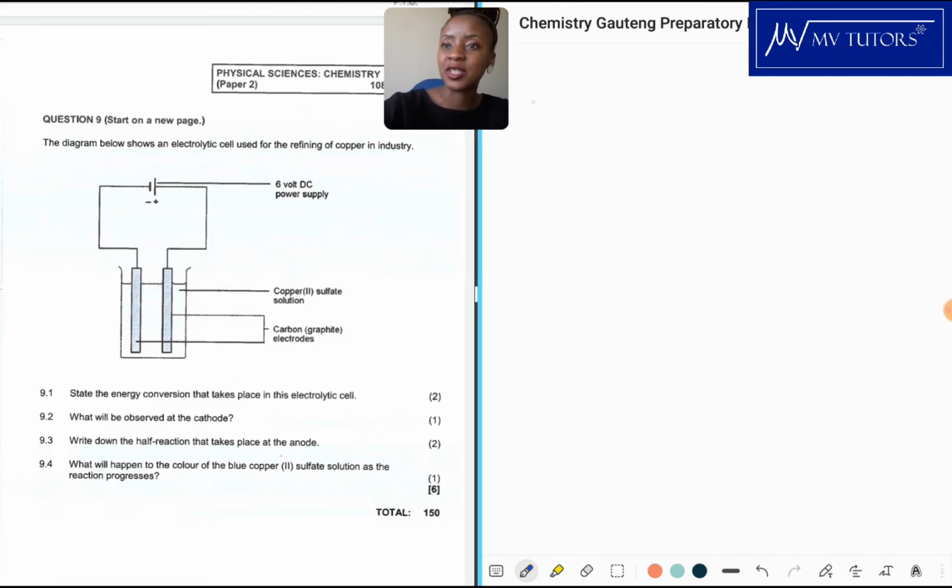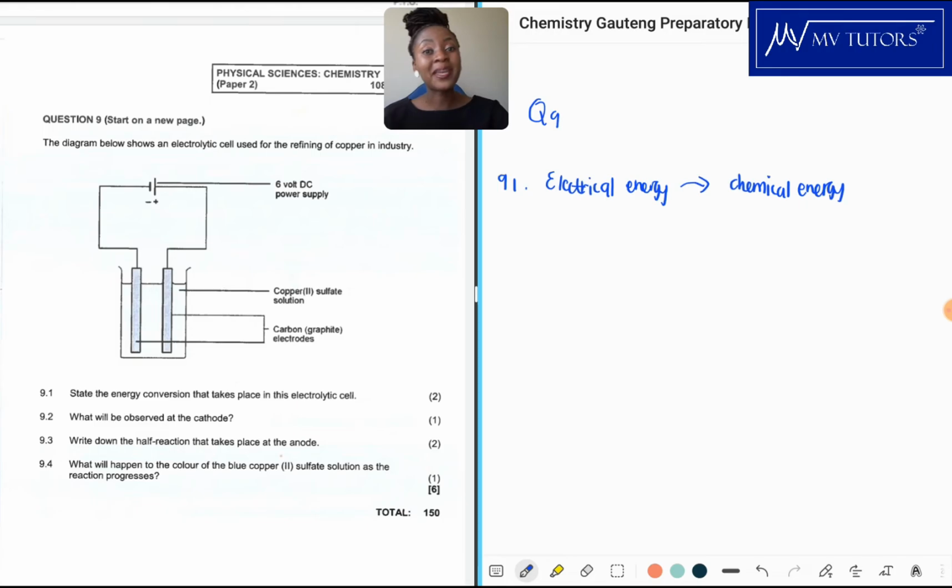Question 9.1. An electrolytic cell goes from electrical energy to chemical energy, whereas with the galvanic cell or voltaic cell we go from chemical to electrical energy, because it happens spontaneously. Then 9.2, what will be observed at the cathode?